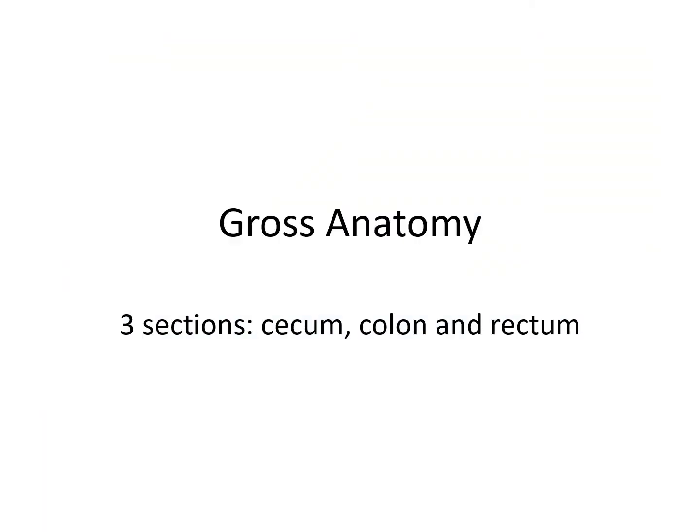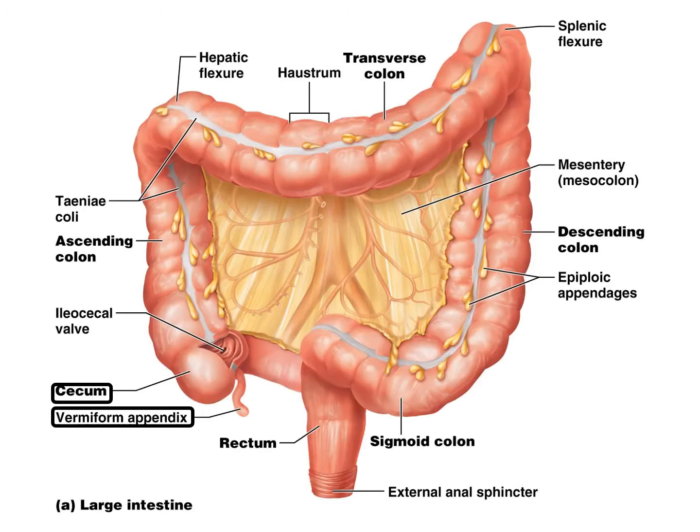Let's look at the gross anatomy of the large intestine. It has three sections: the cecum, the colon, and the rectum. Okay, so here's the cecum that connects the small intestine to the large intestine, and you can see that attached to it is the lymphatic tissue called the vermiform appendix. And then it's composed of the colon, in which there's the ascending colon, the transverse colon, descending colon, and then a curved part called the sigmoid colon, and then finally the rectum.